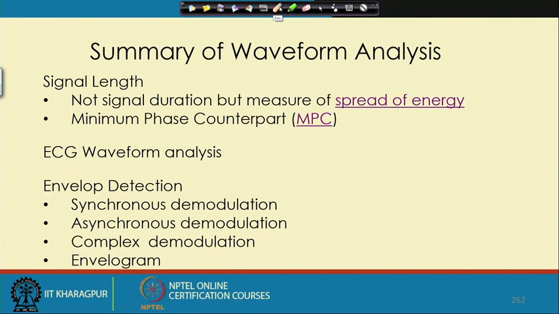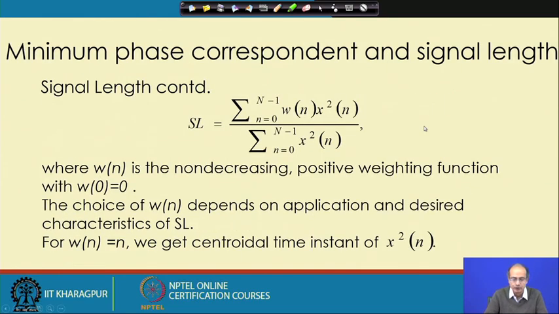Now we will summarize this topic of the waveform analysis. First, we looked at the signal length. We need to keep in mind that signal length is not the duration of the signal, but what we are looking at is the spread of the energy of the signal. If we go back to the formula of the signal length, that will help us remember that it is the ratio of the energies.